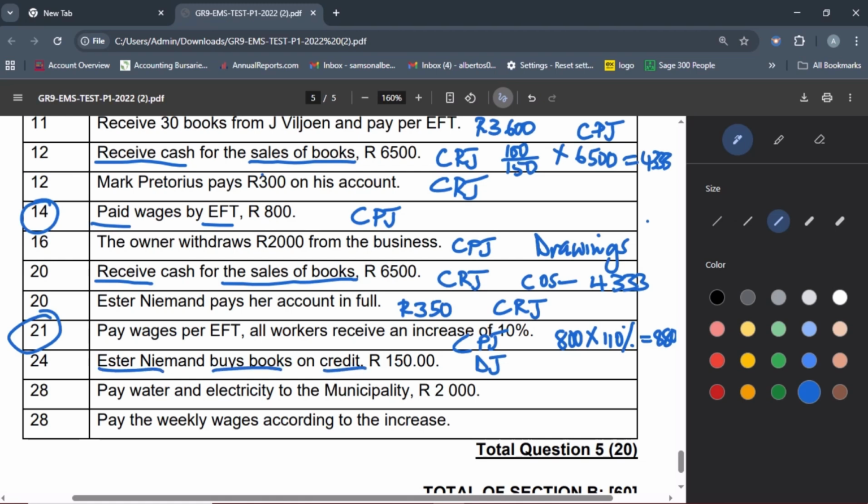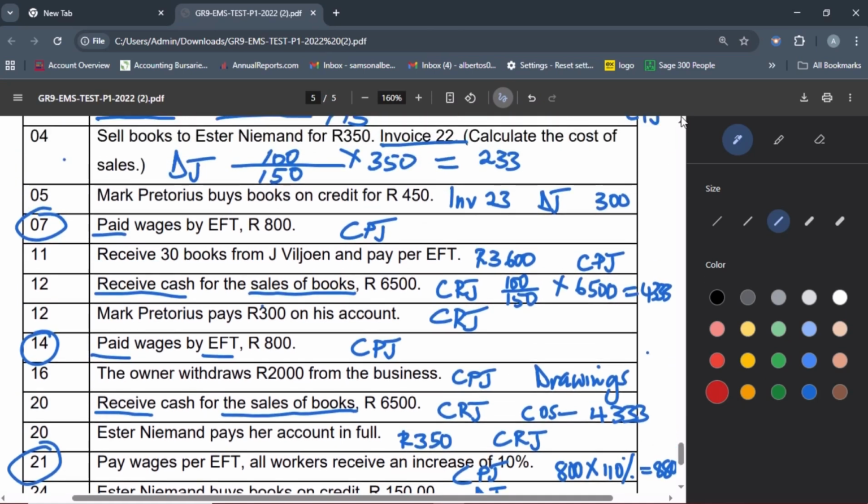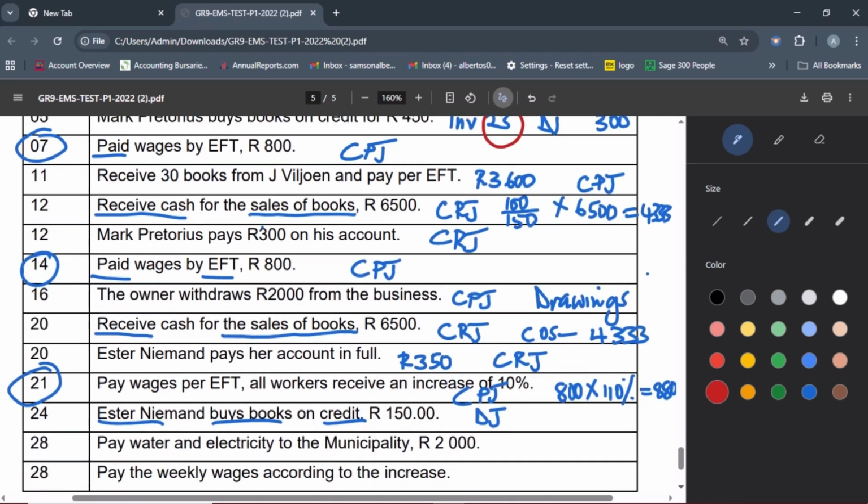Remember, you must put your source documents. Let us go back to the issue of source documents. Let me change color, especially for the DJ. So we had DJ here. It's invoice 22, right? We have a DJ entry here. It's invoice 23. So if you check all this long, there's no DJ entry, but you're at invoice 23. So when you get to this point, this is going to be invoice number 24.